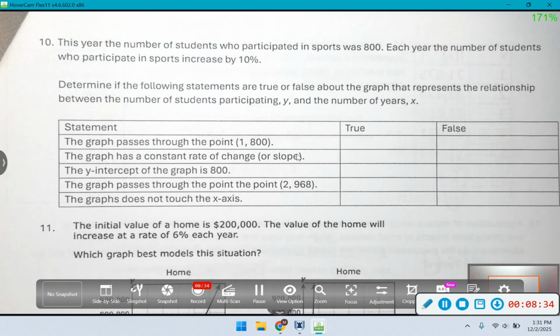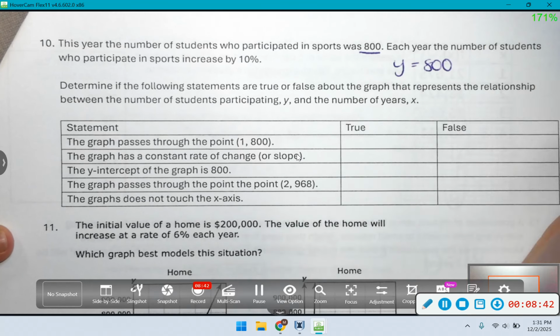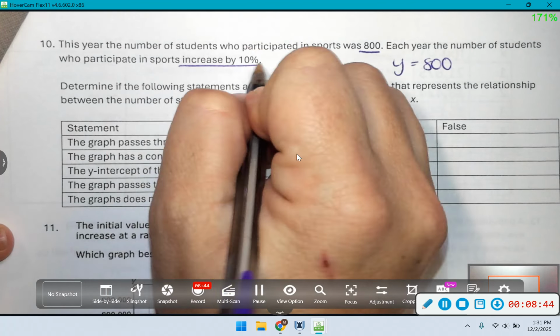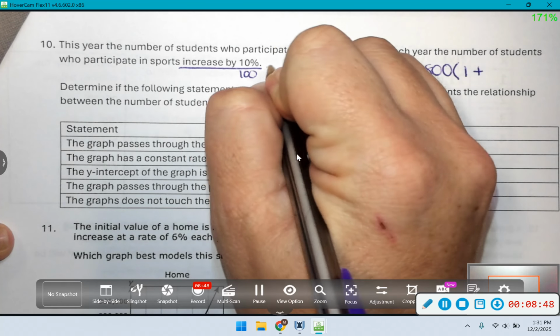Okay, here we're going to write an equation. This one says this year the number of students who participated in sports was 800. So that's my starting point. Each year the number of students who participate increased by 10%. So 1 plus, and we have to turn 10% into a decimal.